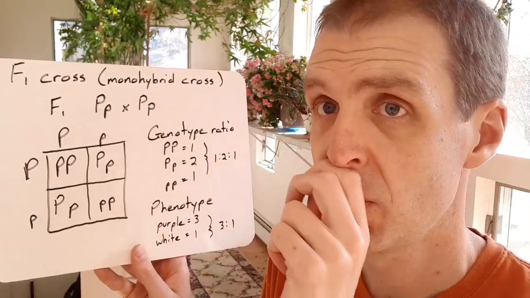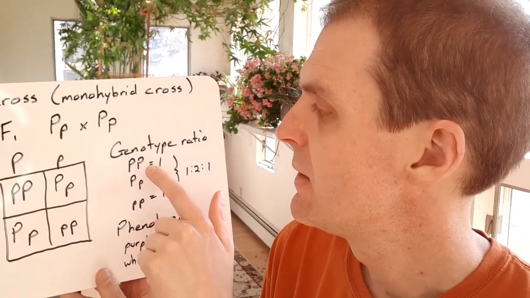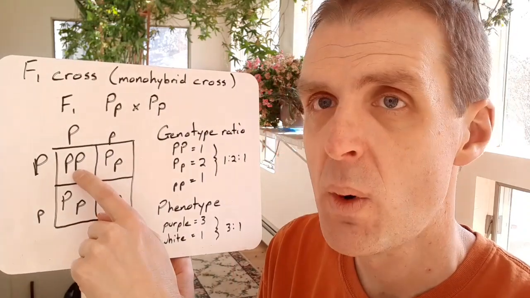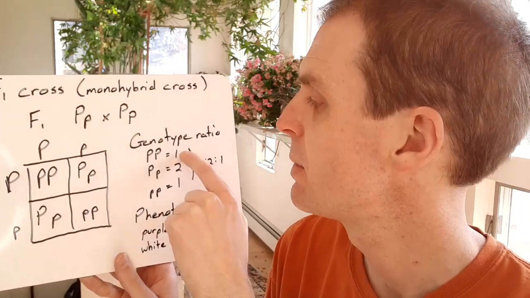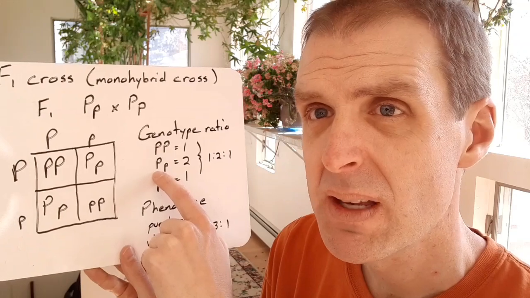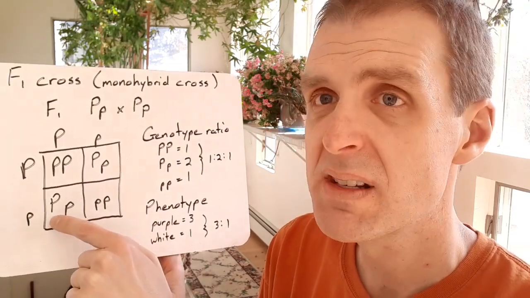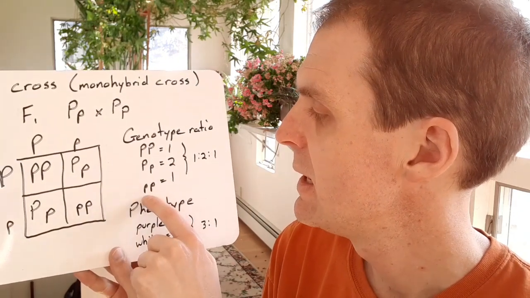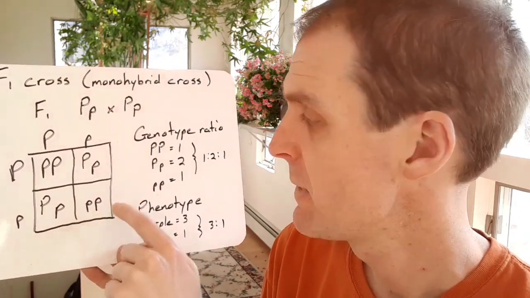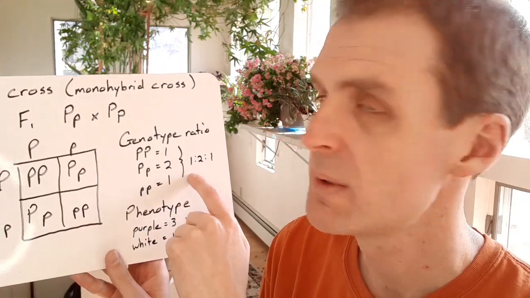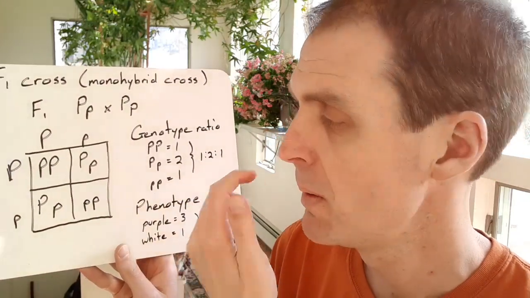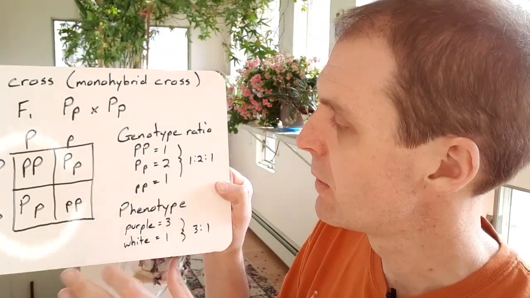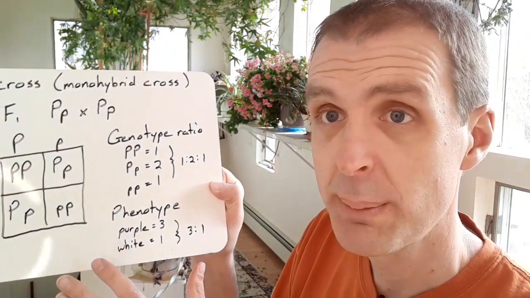So now, if we talk about the genotypes, the capital P, capital P ratio, there's 1 out of the 4 boxes that is that, so I'll put a 1 there. The capital P, lowercase p, 2 boxes out of the 4 are that heterozygote, so I put a 2 there, and then lowercase p, lowercase p is 1. And so we would say that's a 1 to 2 to 1 ratio is how you would explain that. Or a 2 to 1 to 1, I guess, would be possible too.